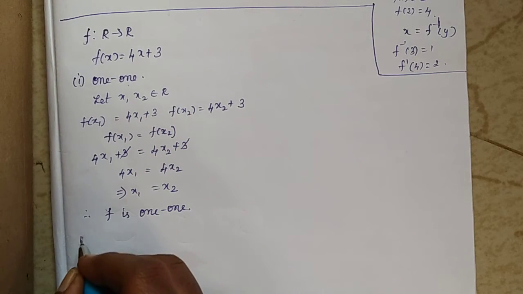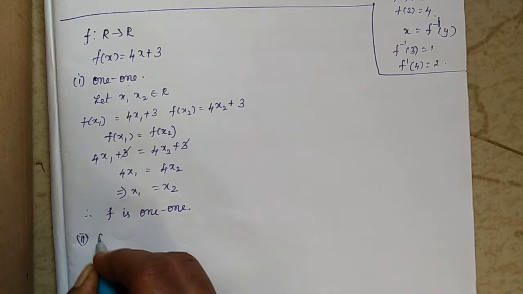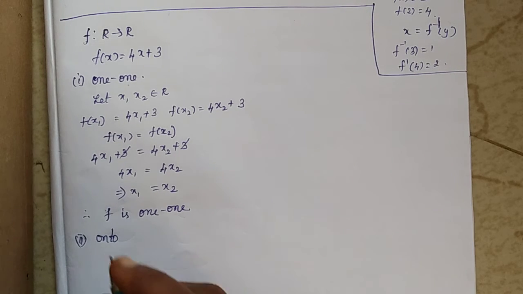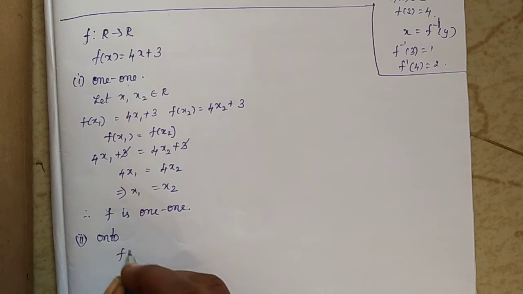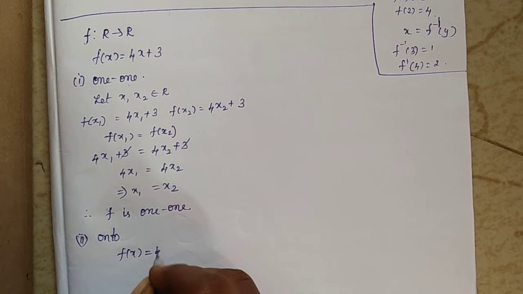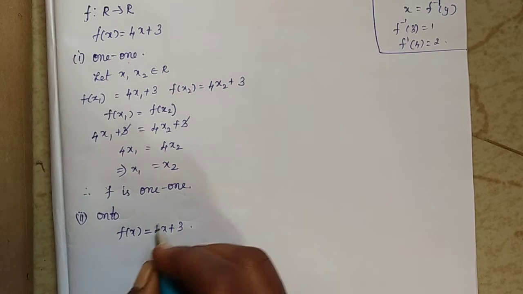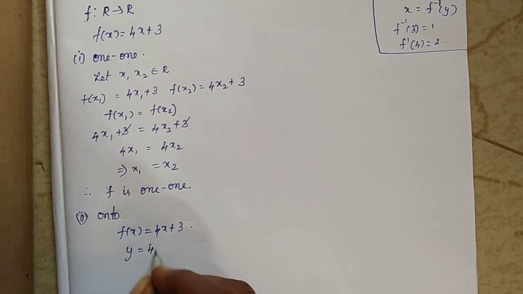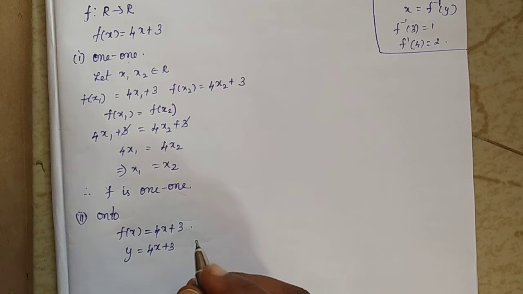Now I want to prove that it is an onto function. Onto means I want to prove that the range becomes the codomain. The function f of x is equal to 4x plus 3. That is, y is equal to 4x plus 3.